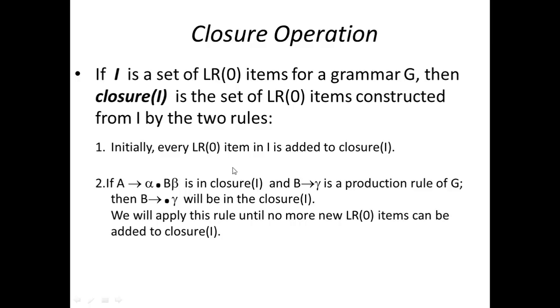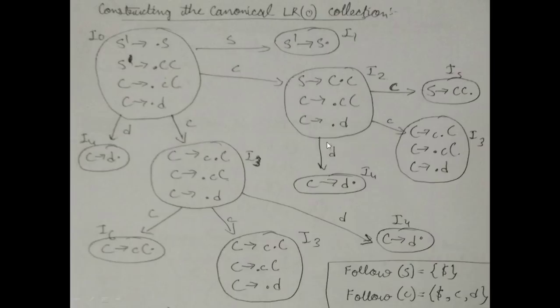Now we need to find the closure of our given grammar. The algorithm for the closure operation is this one, where initially every LR0 item is added to the closure of I. Moving on, we need to write the canonical LR0 collection for our given grammar. For writing the canonical LR0 collection, we write the closure of I as I0.